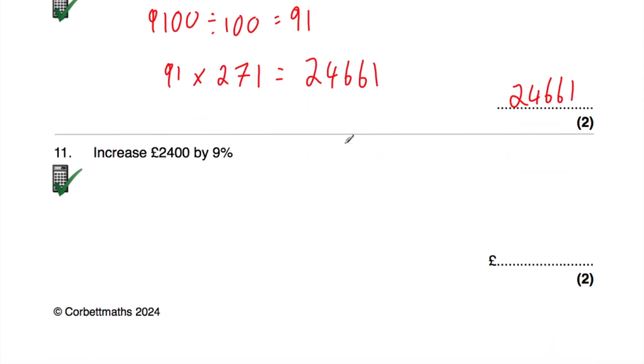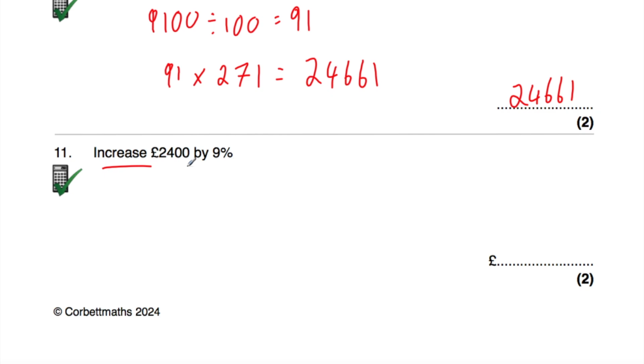Okay, let's look at our next question, question number 11. Question number 11 is a bit different than the questions we've looked at so far, because the questions we've looked at so far have just asked us to work out a percentage of an amount. This time we've been asked to increase it by 9%. So let's read question 11. We've been asked to increase £2,400 by 9%. So to do this question, there's a few different approaches we could use.